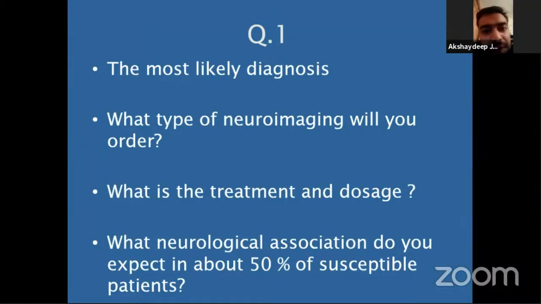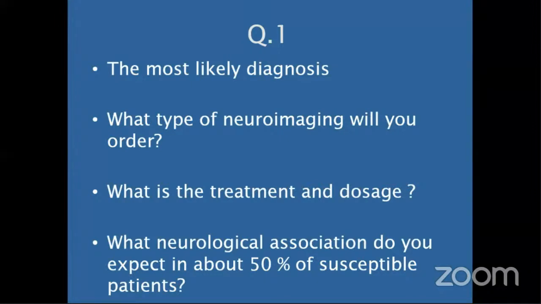Sir, there will be periventricular plaques basically in MRI. Okay. Anything else? You also find optic nerve enhancement. Yes. Optic nerve enhancement. Absolutely.